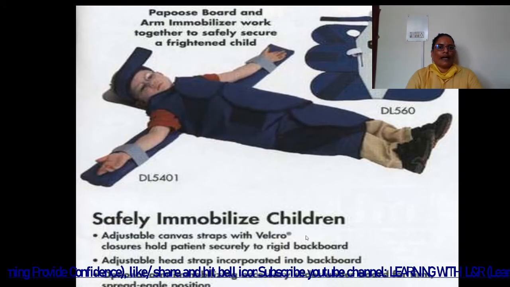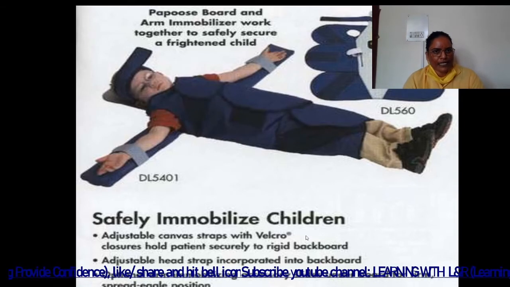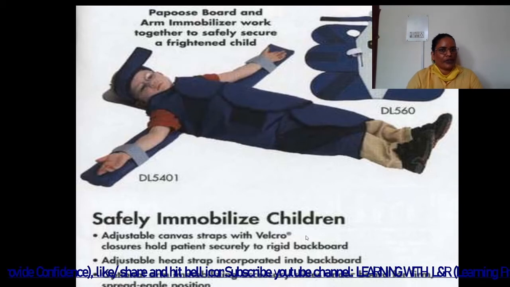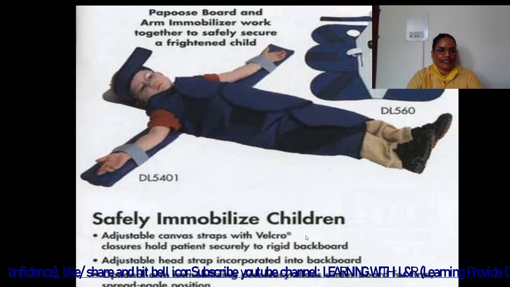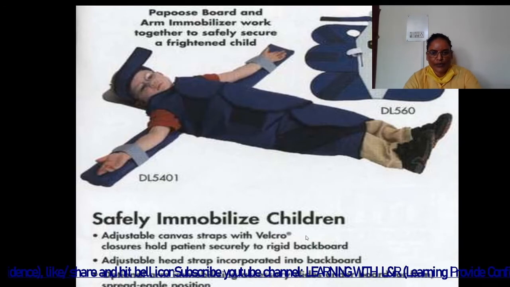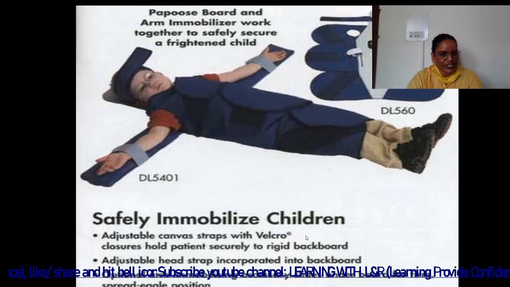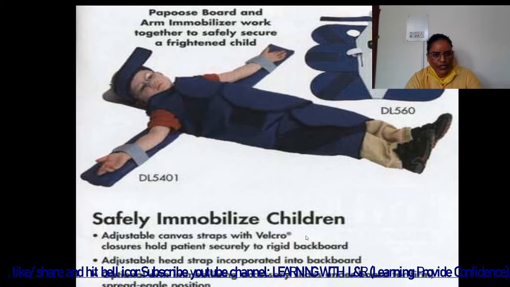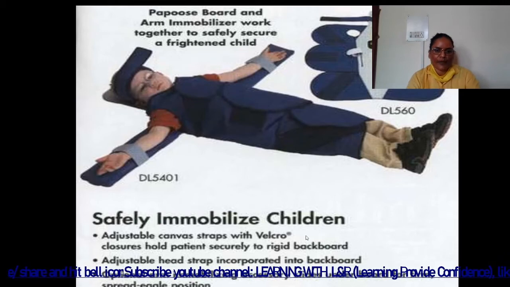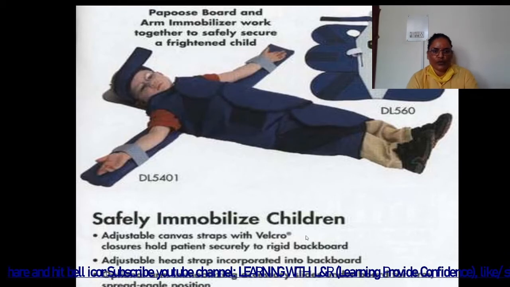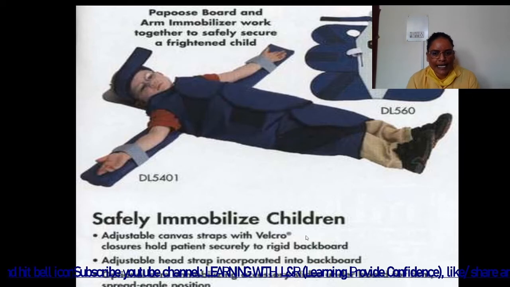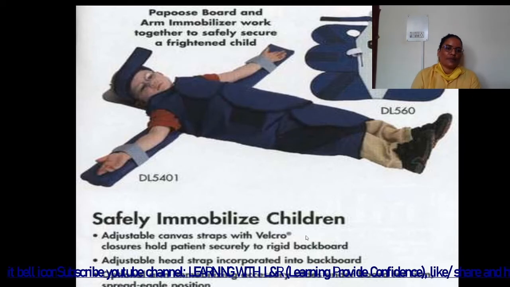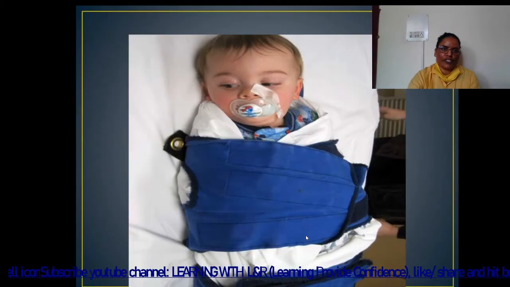Papoose board and arm immobilizer work together to safely secure a frightened child. To safely immobilize children, adjustable canvas straps with Velcro closures hold the patient securely to a rigid backboard, and an adjustable head strap is incorporated into the backboard. An optional arm immobilizing accessory slides under the board for film in spread eagle position.